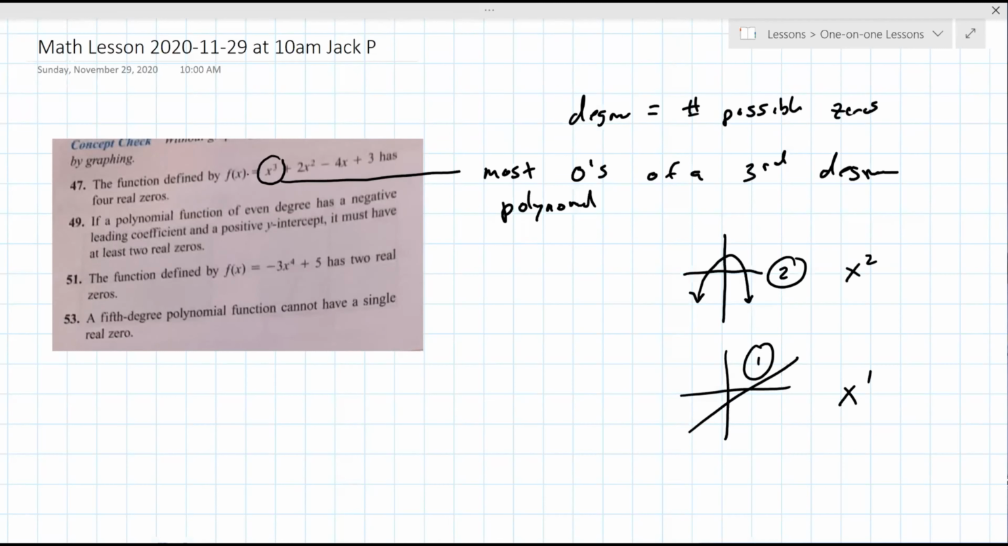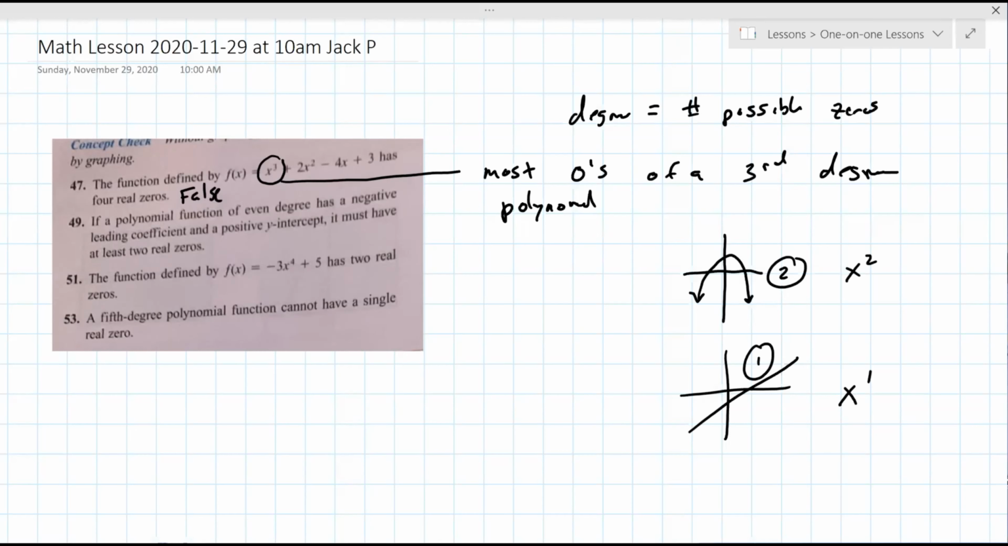So this is a third degree polynomial. Can it have 4 zeros if it's a third degree polynomial? No. It's an impossibility. So that one is completely false. All right, false.